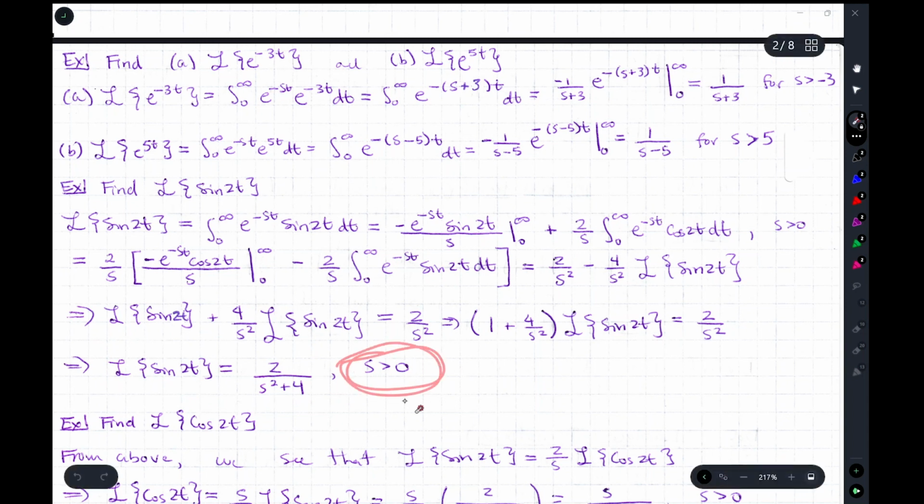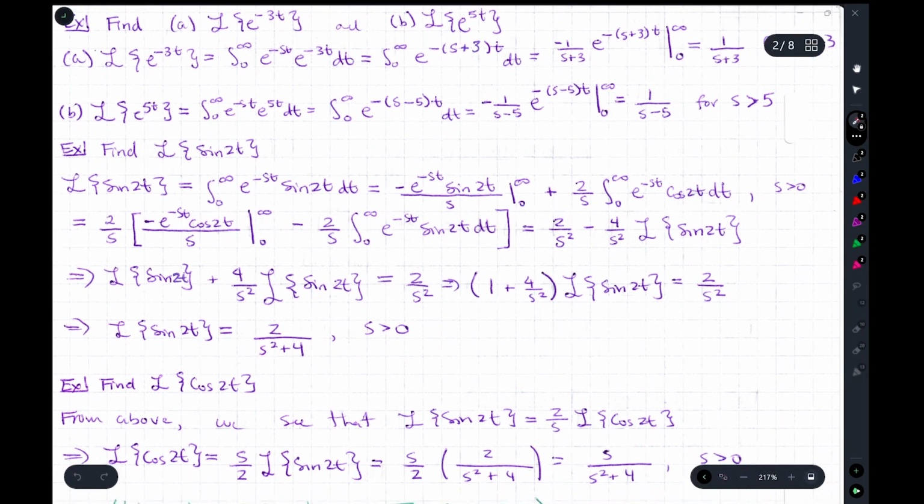And s must be strictly greater than 0 for this to work out. Okay, you see that because of these terms here, the boundary terms. Otherwise, you'll get divergence, just as we've grown accustomed to seeing. So when I said this goes to 0 at infinity, I should be careful and say that that occurs when s is strictly greater than 0, which is what gives us our domain for s.